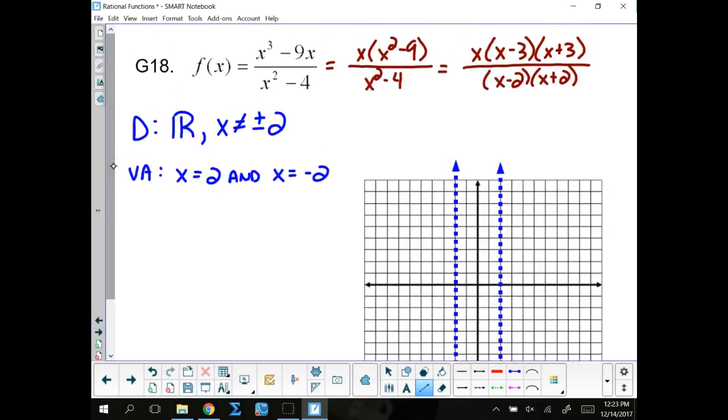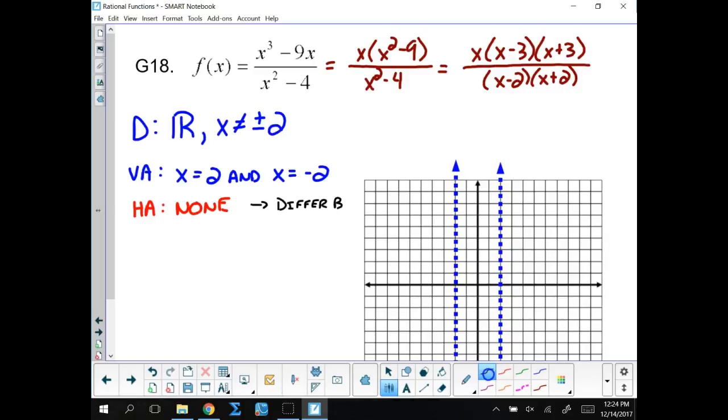Horizontal asymptotes. Why none? Top's bigger. Yep. How much is the top bigger by? Ooh, is that something that I need to... Don't worry, Jacob. I think you're going to do just fine. Okay.